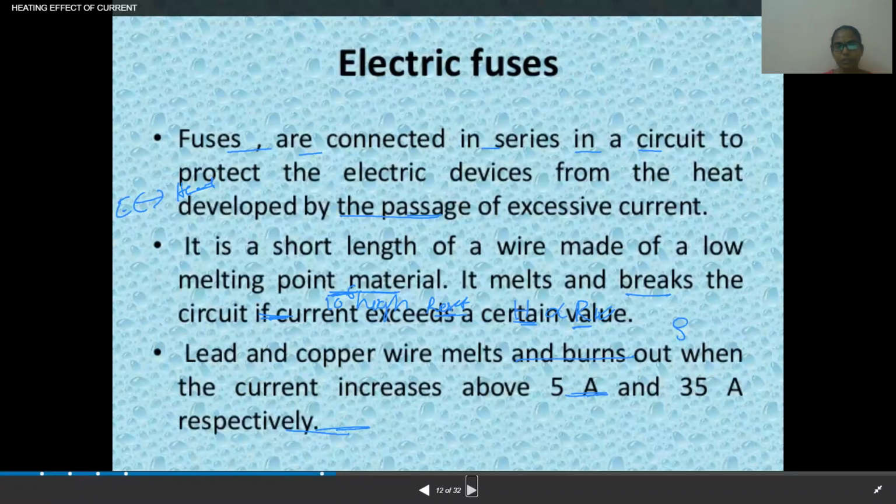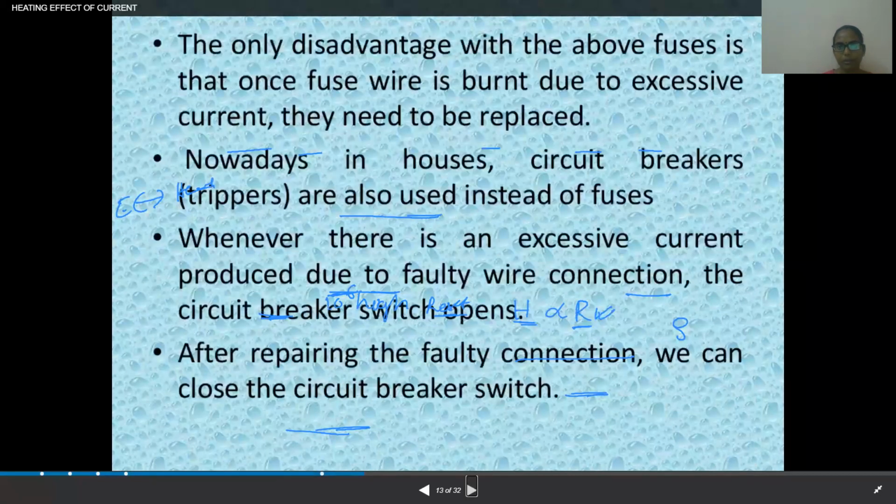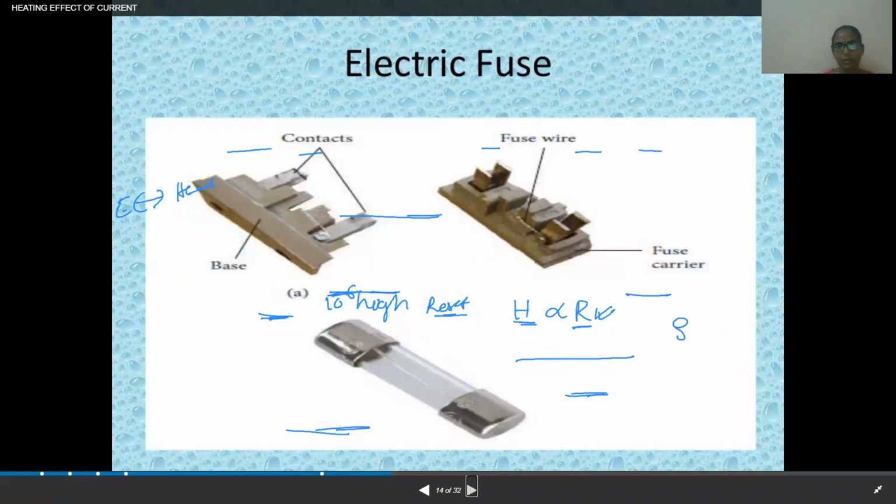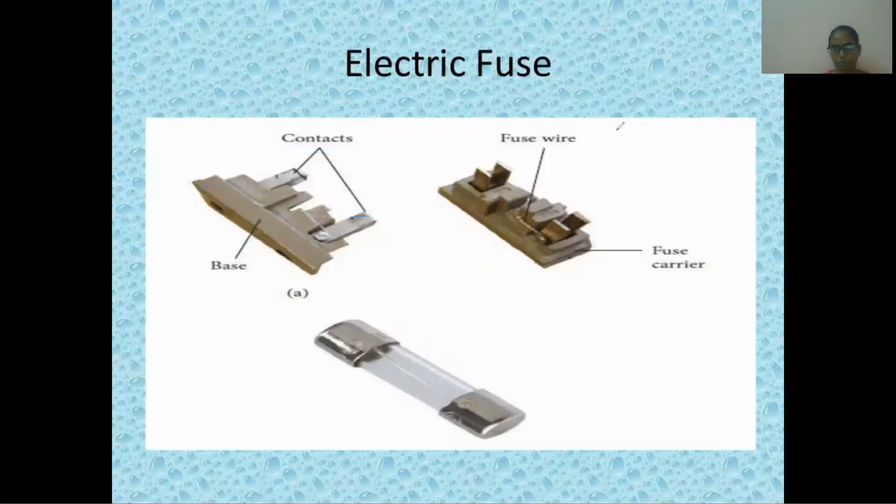Electric fuses also work on the principle of the heating effect of electric current. When more heat comes to the wire, you can see the fuse picture here. You can observe the fuse: the base is insulating, and inside the fuse box you can observe the small wire. If a high current comes, the small wire is going to melt, and your appliances inside will be safe.